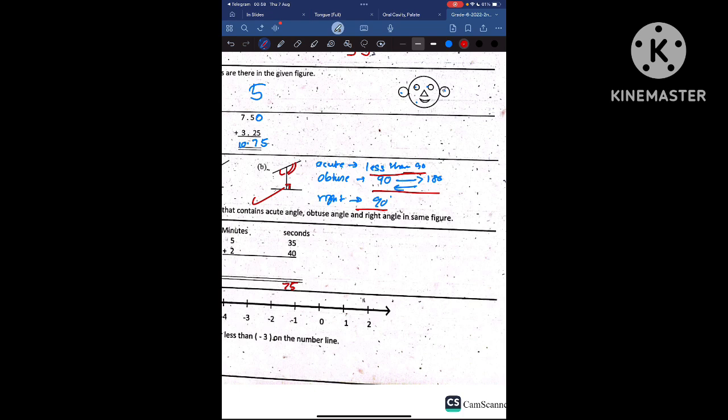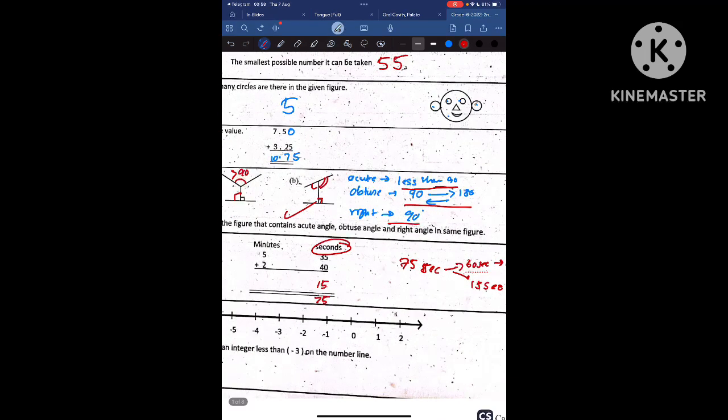So the 75 I wrote here. 75 seconds means 60 seconds and 15 seconds. 60 seconds means 1 minute. 15 seconds means 15 seconds, because on this side we can only write the seconds. The minute I am taking to this side. 5 plus 1 is 6. 6 plus 2 is 8.